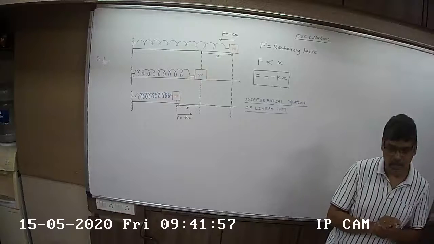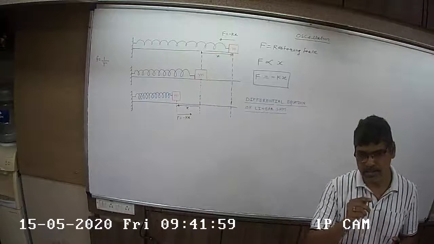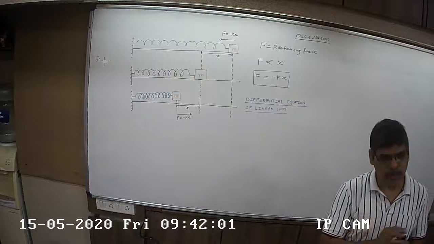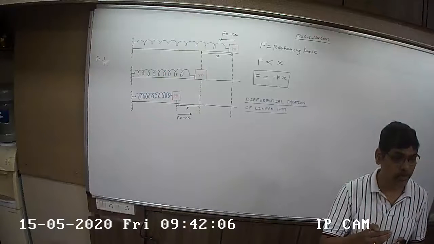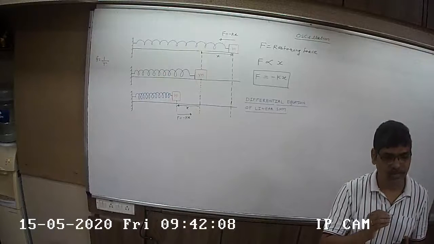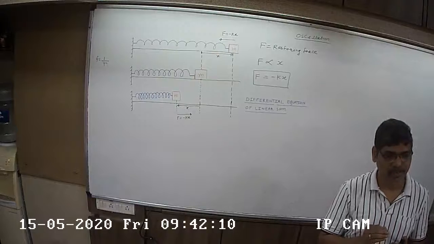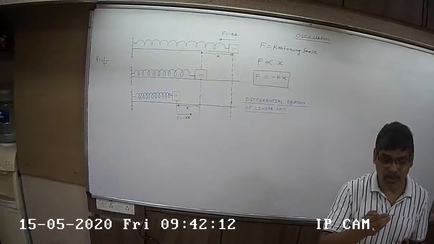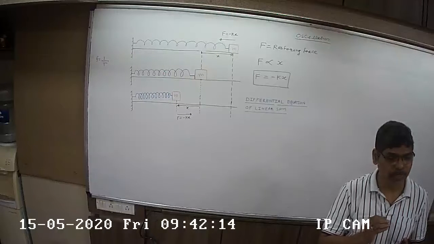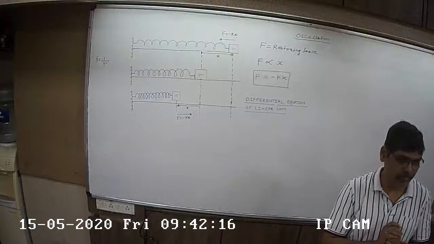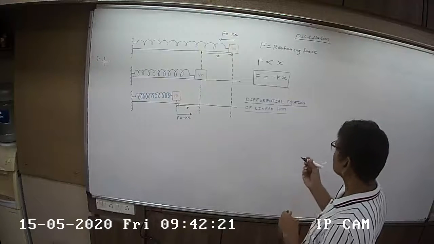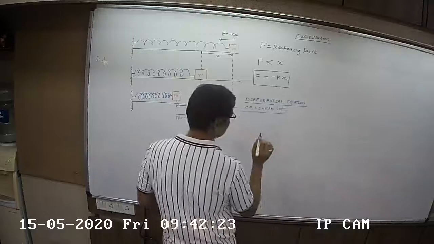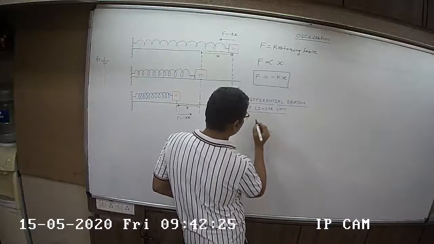I said x is the letter used to denote displacement. You know that when you differentiate displacement with respect to time, you get velocity. And when you differentiate velocity with respect to time, you get acceleration. Okay? Now, look at it. We can write it like this.